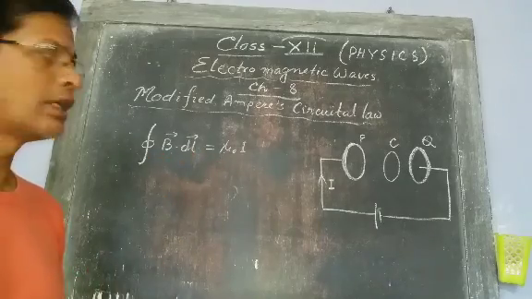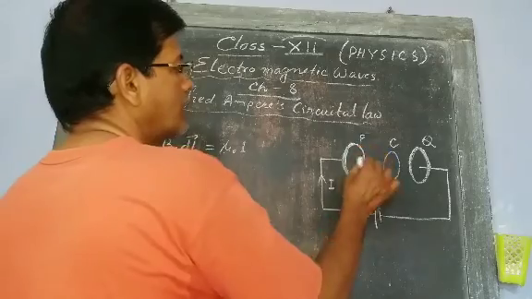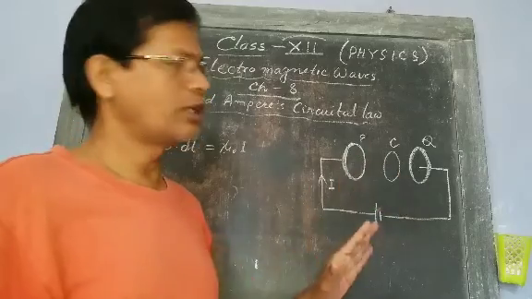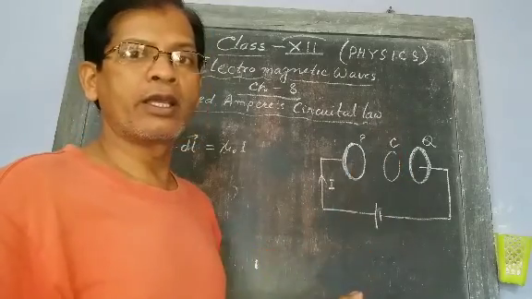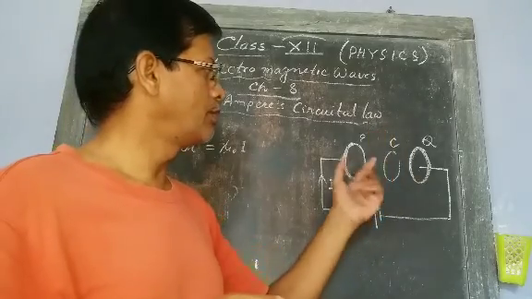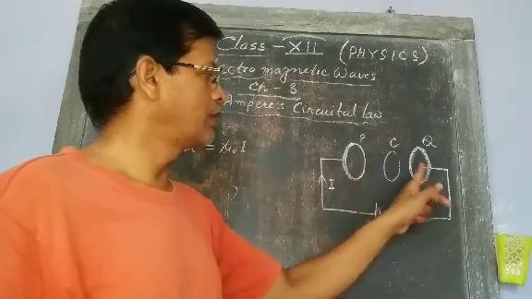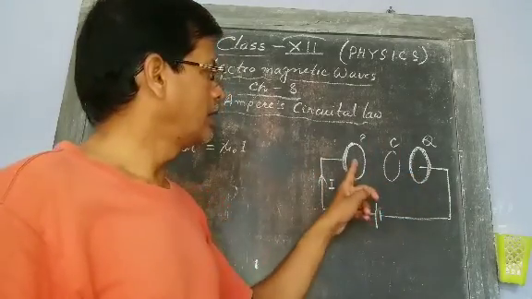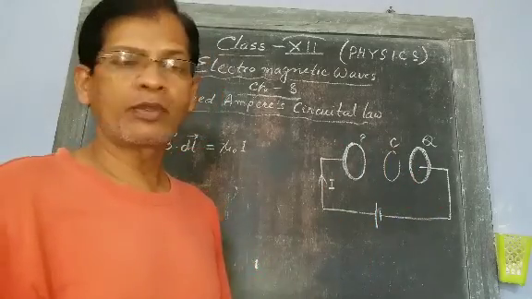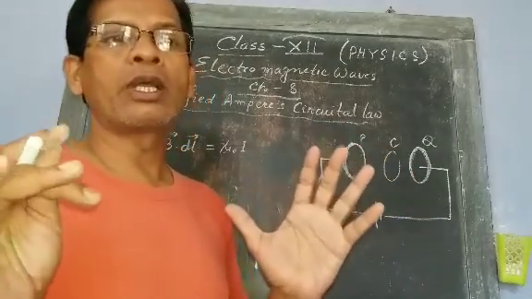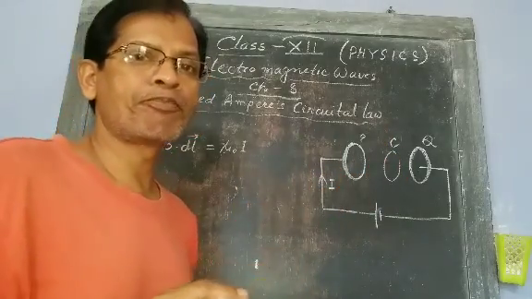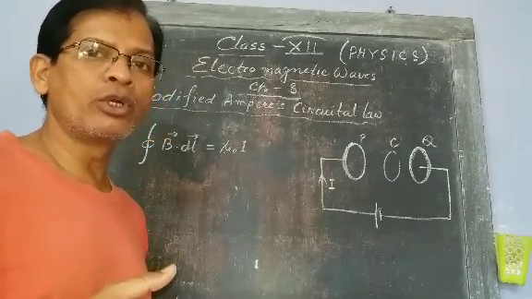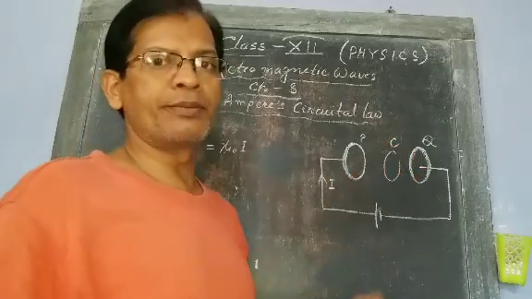In the figure, there is a capacitor in a circuit. There is no connection between the two plates of the capacitor, P and Q. We want to apply Ampere's circuital law in this portion. To apply Ampere's circuital law, we need a closed loop, so this is a closed loop C.